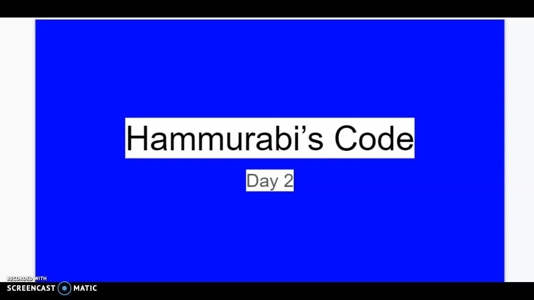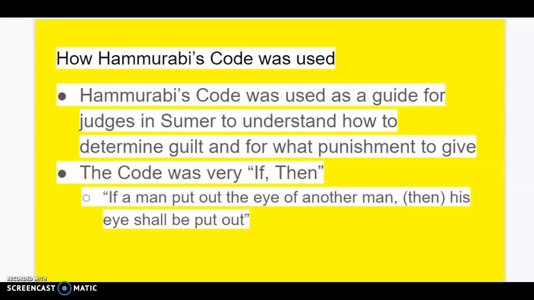I told you yesterday how excited I was. Well, this is Tuesday, so I told you on Friday how excited I was to start working on this topic of Hammurabi's Code, and really that was just the intro day, and this is where we really get into the nitty-gritty of what it's all about. So let's get right to it.